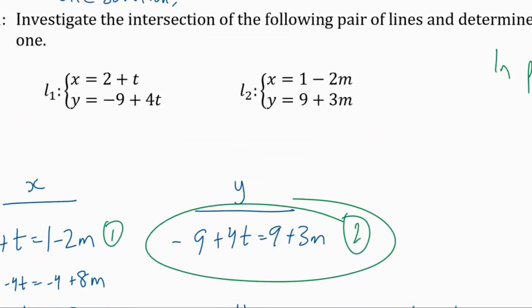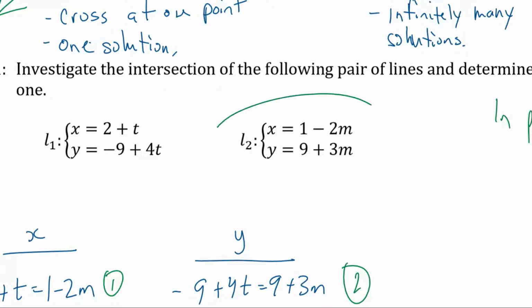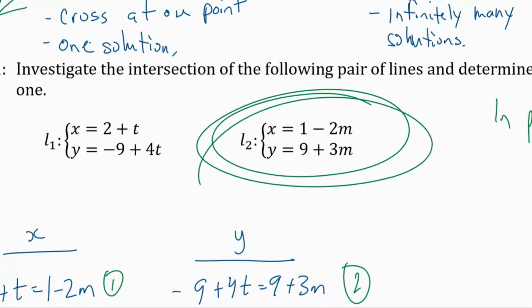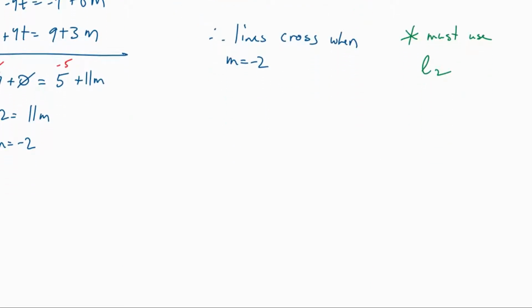Because, or sorry, not the y equation. I'm circling the wrong one here. Line 2, because that's the one that has the parameter m, right? So that's the one that we have to use, line 2, because we don't actually care what m equals. If we are solving the system, we need to know the point, and the point is x and y, right? So how am I going to find that?